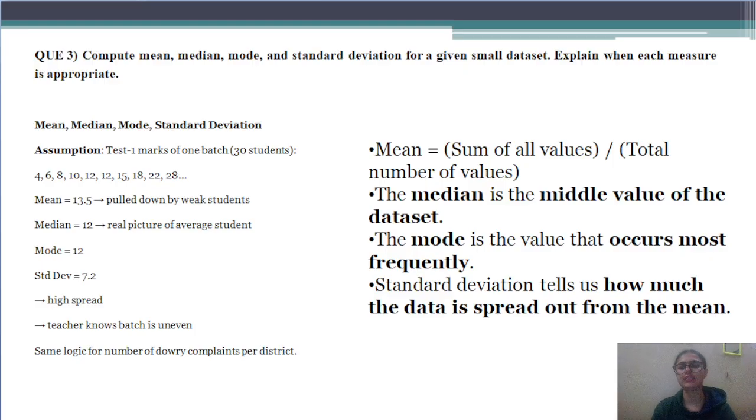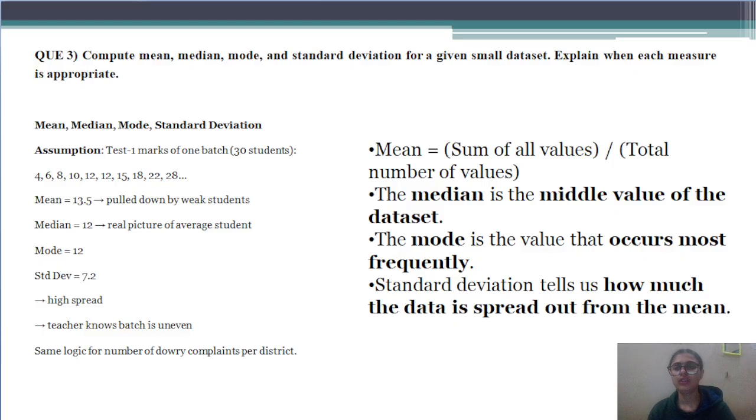So it tells us how much the data is spread out from the mean. From the calculation, we get standard deviation 7.2, and it is quite high, which means that marks are widely spread. Some students scored very low, some scored very high. So the batch is uneven in performance. So this helps the teacher understand that the class performance is not uniform.